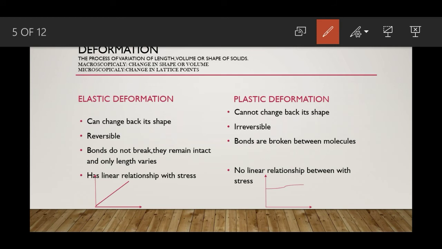These would have a linear relationship with stress for a short period of time, and then that relationship would be broken. Now imagine these materials would have a linear relationship at first, then there would be plastic deformation, then there would be a change in shape.